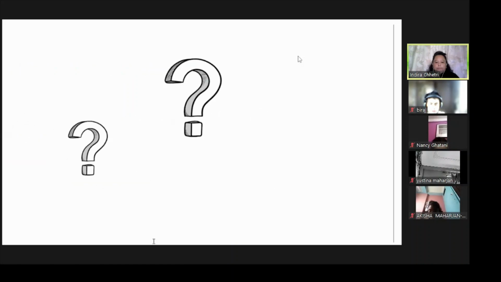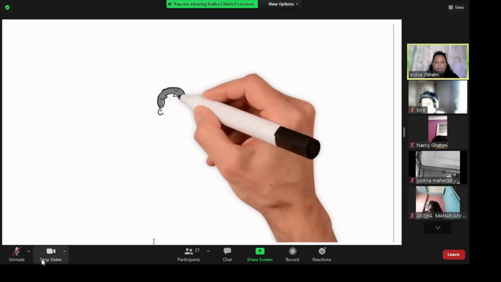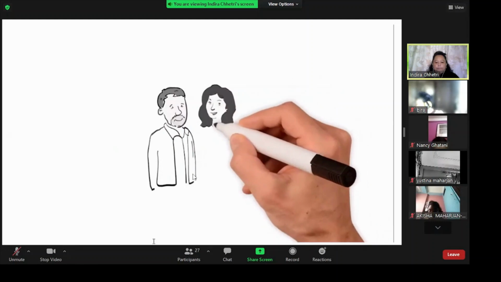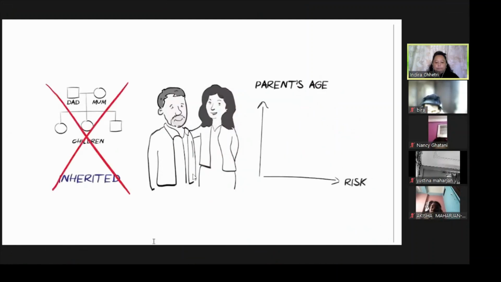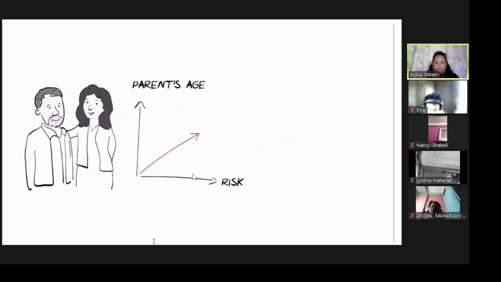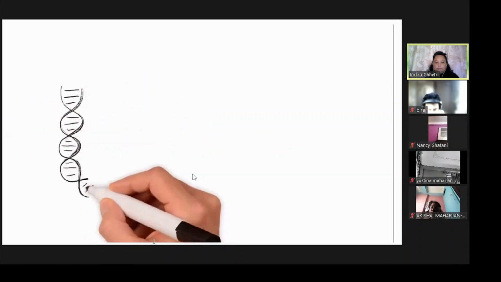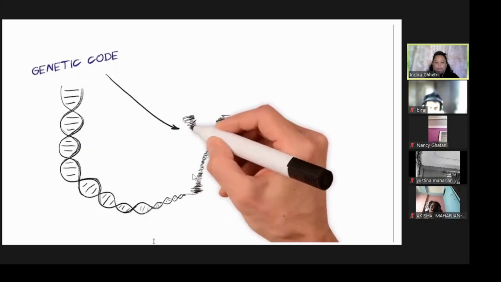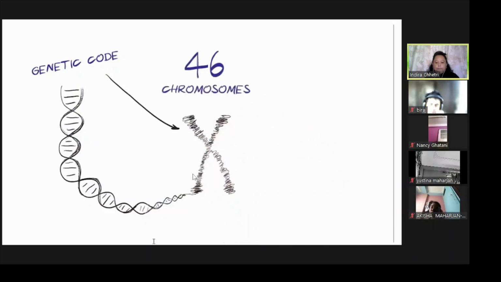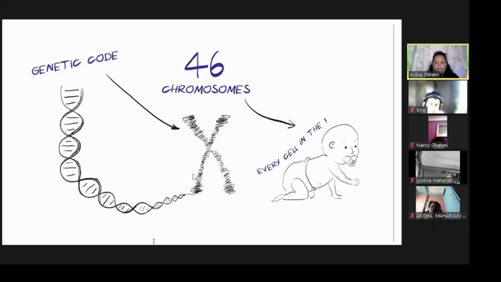Why does Klinefelter syndrome occur? Unlike other genetic conditions, it is not directly inherited from parents, although older mothers or fathers may be at slightly increased risk of having an affected son. The condition happens randomly when the genes are first formed. Our genes are like a code which determine how we look and how our body works. All of these genes are wrapped up in 46 chromosomes, which are found in every cell of the body.